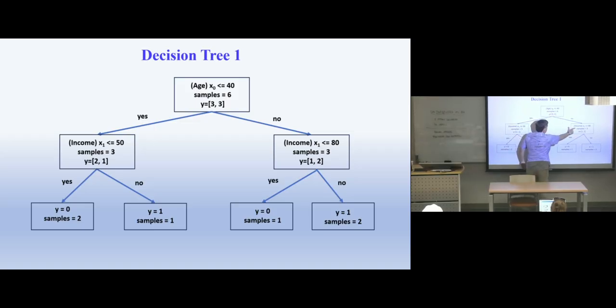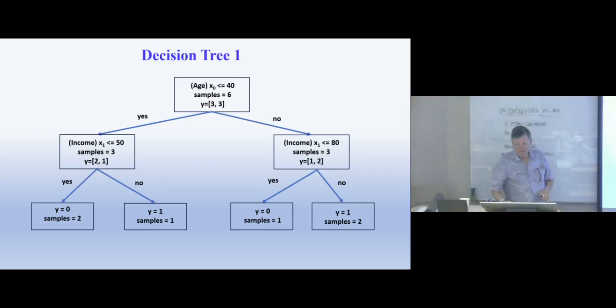Your age is greater than 40, and your income here is less or equal to 80. So I had 1 and 2, didn't buy and did buy. So you're going to run these decision trees. Okay. So I do that.